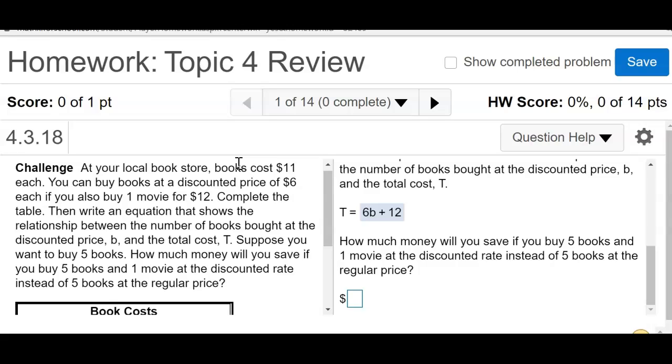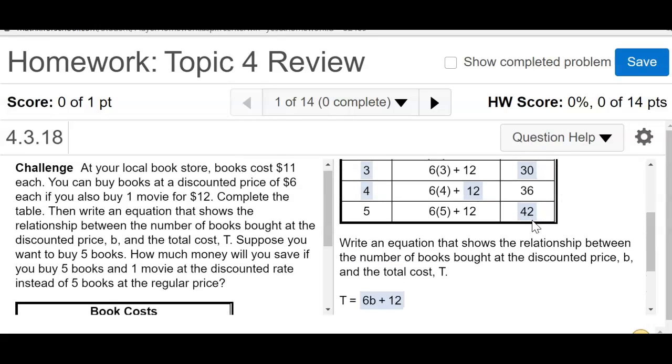So if we just bought 5 books, how much is that going to cost us? Sam? $55. If I buy 5 books and one movie, how much does that cost? Jack? 63. Not 63. We bought that movie again. It's that discounted price. Caden? Yep.